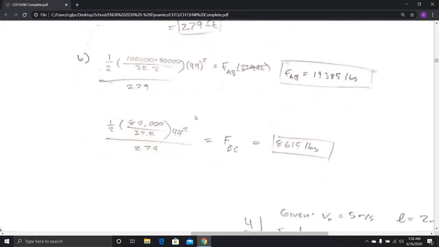For the next coupling, which is the coupling between cart B and C, it's only going to be taking the kinetic energy from cart C. So I just do 80,000 pounds there. Again, divide by the 279, and we get around 8,500 pounds.